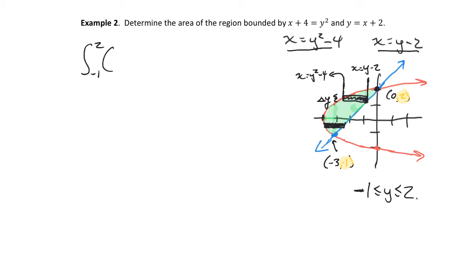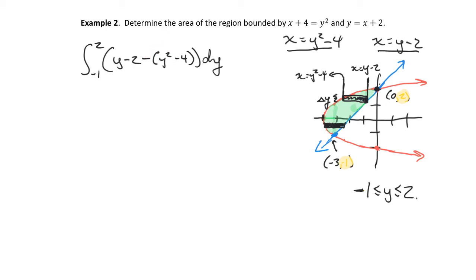We're going to do the rightmost function. We decided that the rightmost function was y minus 2. And we're going to subtract the leftmost function, which is y squared minus 4. And then multiply it by dy. Make sure you put those parentheses in here, because the negative will end up distributing to that minus 4.